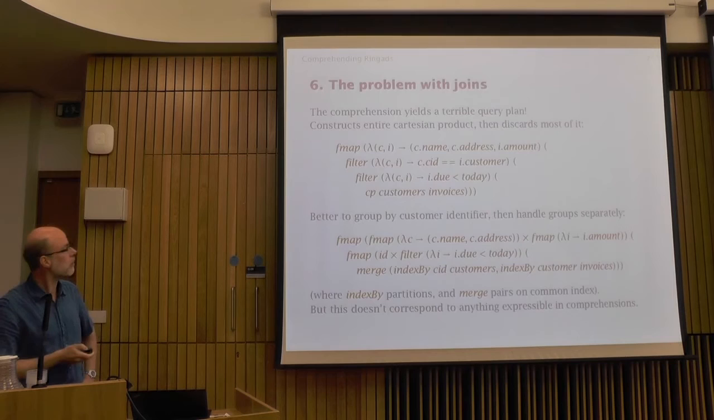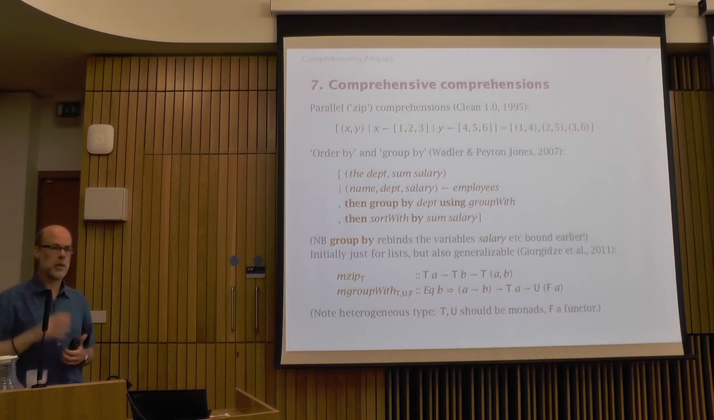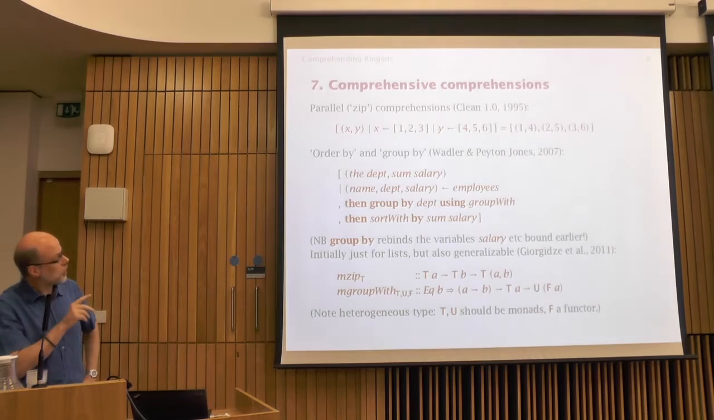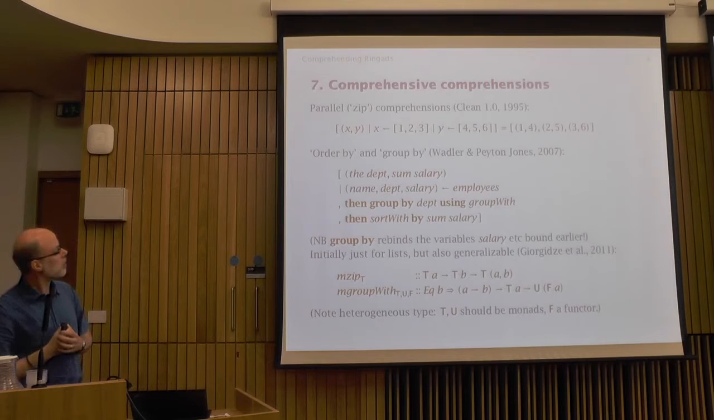So let me take you to another ingredient. Let me tell you first about a simple variation, a simple extension to the notion of comprehensions that I believe was first introduced in Phil Wadler's functional programming work. So here's a comprehension, but not with one vertical bar, but two vertical bars in it. So this is x, y where x is drawn from the list 1, 2, 3, and in parallel, y is drawn from the list 4, 5, 6.